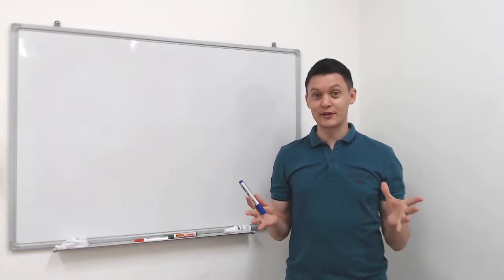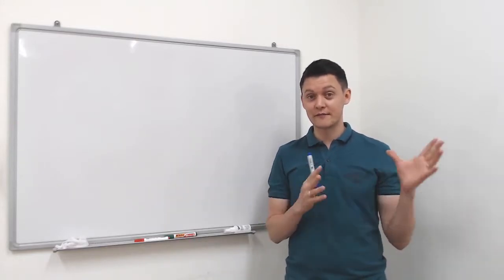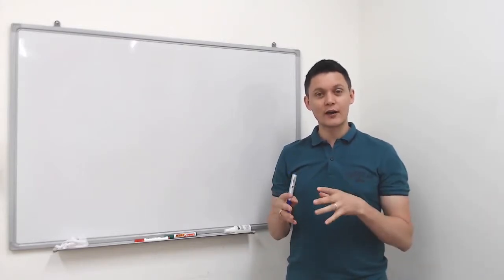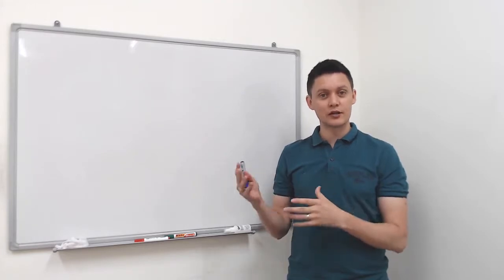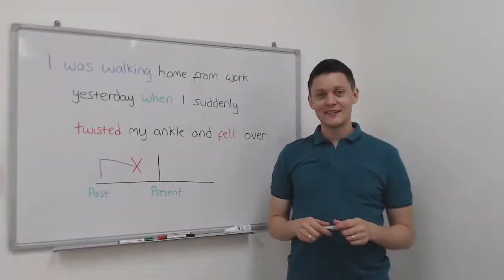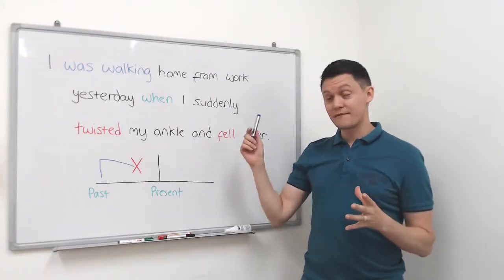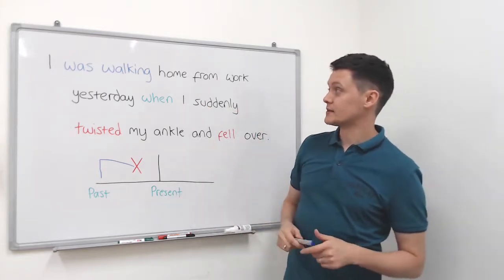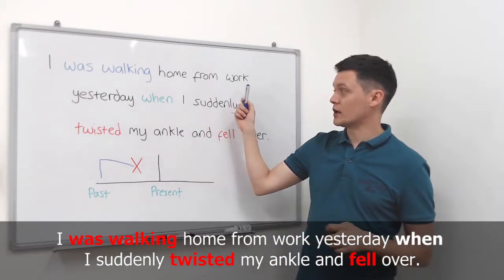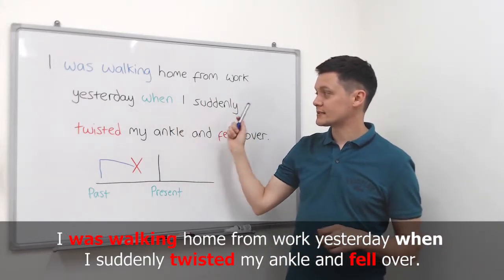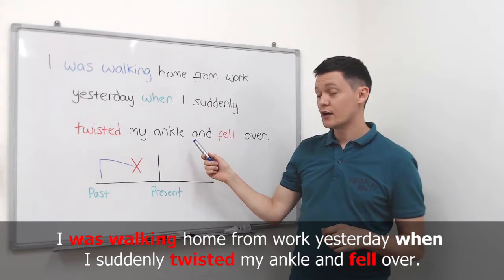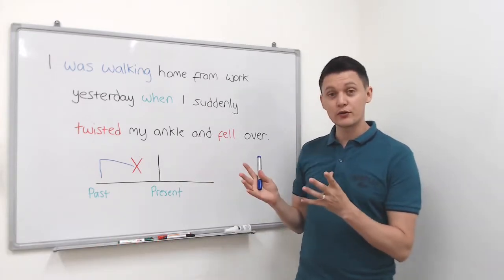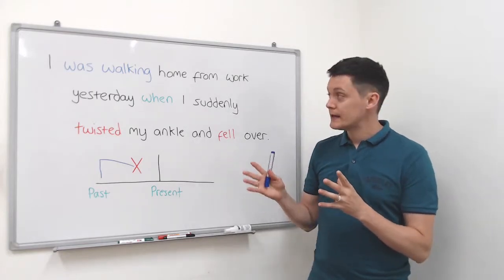So that's my story. The past continuous was in the first sentence. Did you hear it? Now, let's take a look at what that means, and we'll take a look at some examples as well. So let's look at my first sentence of the story I just told you. Here it is here. I was walking home from work yesterday when I suddenly twisted my ankle and fell over. So let's look at how we've used past continuous.